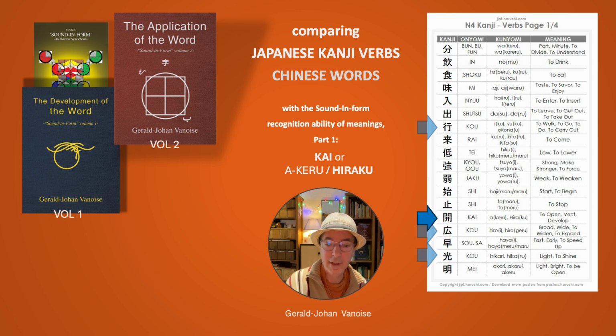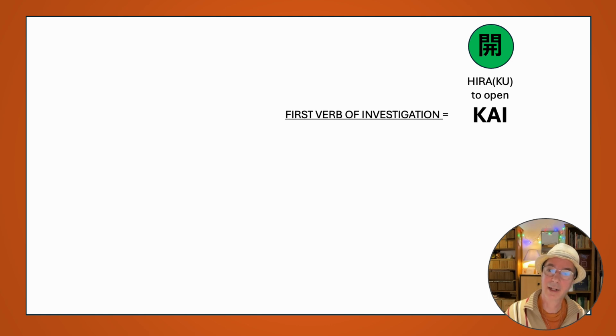Let's go and investigate what this symbol or character is referring to, why these sounds and also why the different sounds, and how we can understand it from the perspective of what we know, and how we have to see it as people who participate in the system and who orient ourselves in the world. So kai or hiraku, to open, is our first verb of investigation.